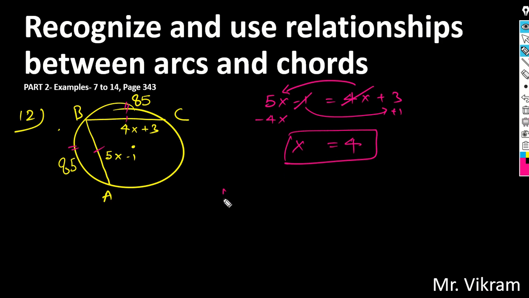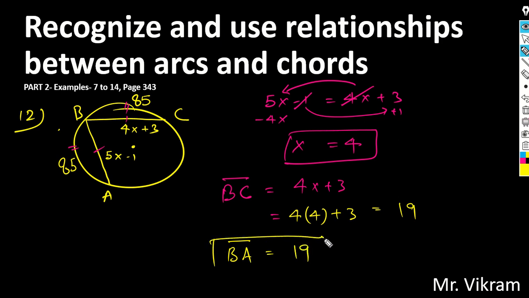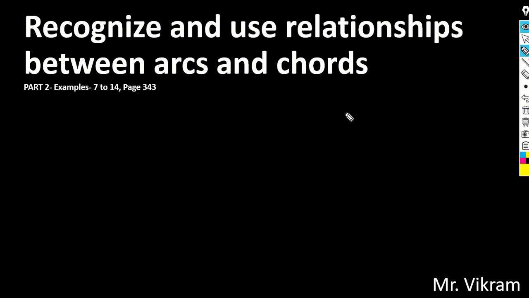Now if I ask you to find chord BC, what you will do? 4x plus 3. So you will substitute the value here. 4 times 4 plus 3. So 4 times 4 is 16. 16 plus 3 will be 19. Now how much will be chord BA? This will also be 19 because they are congruent. I don't have to solve it. If you want, you can solve it by yourself and check your answer. Okay, next question. Next we have question number 13. Okay, question number 13 is given that circle C is congruent to circle D.